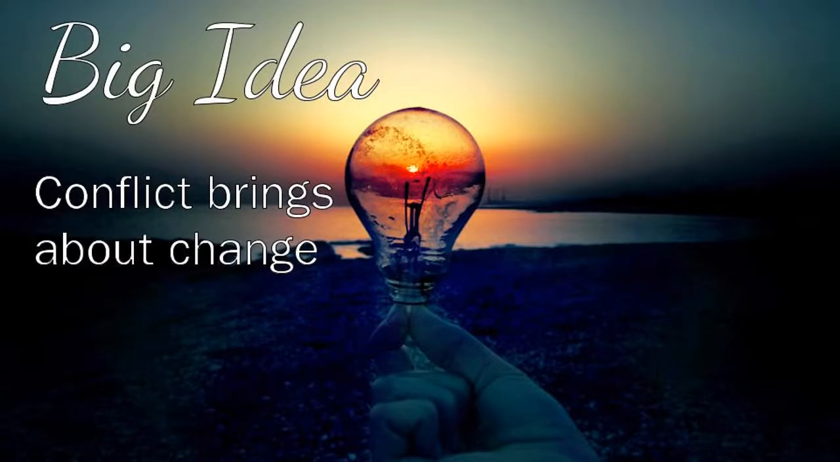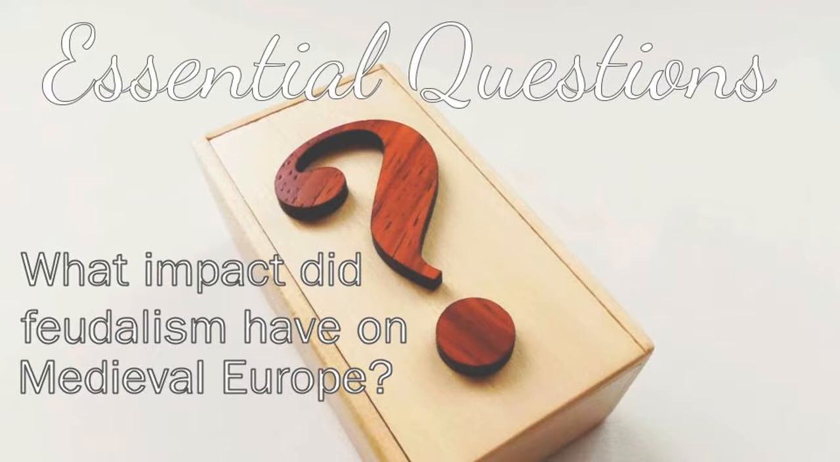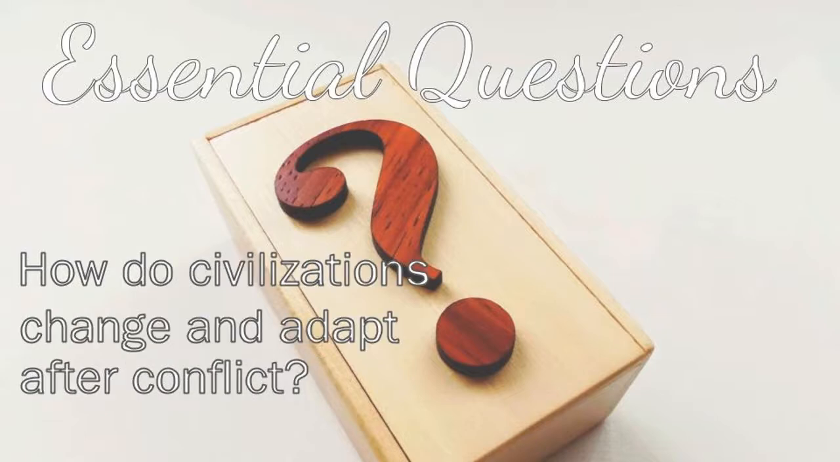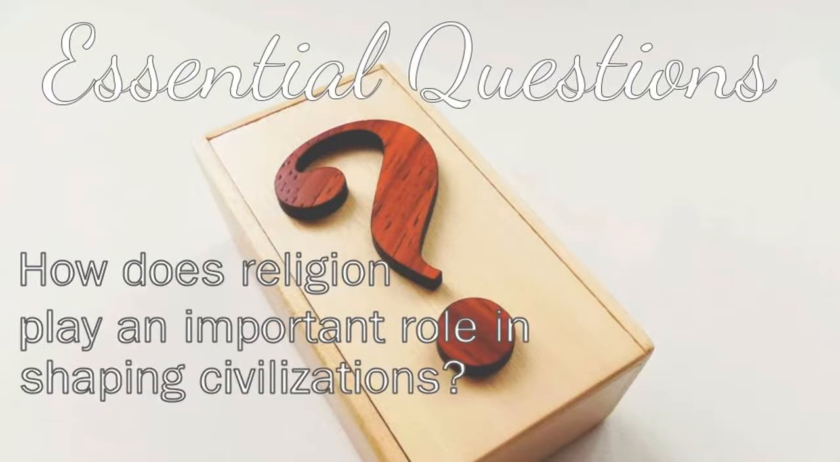One final time, the big idea for this unit is conflict brings about change. First essential question: what impact did feudalism have on medieval Europe? The next essential question: how important is keeping order? Number 3: how do civilizations change and adapt after conflict? And the final essential question: how does religion play an important role in shaping civilizations?